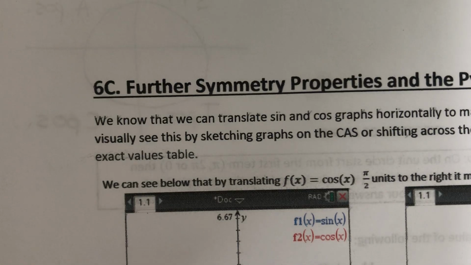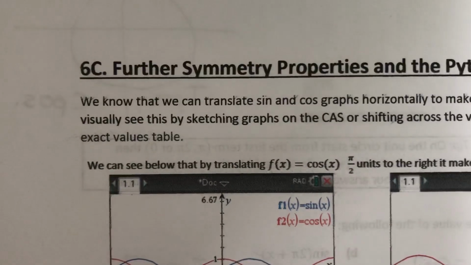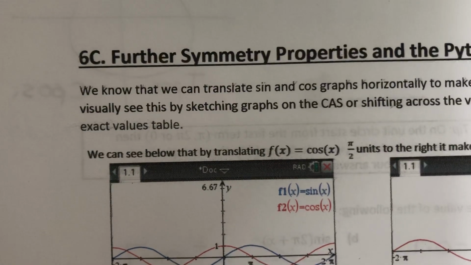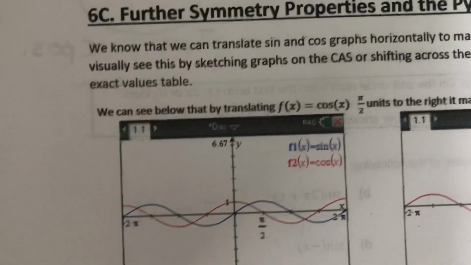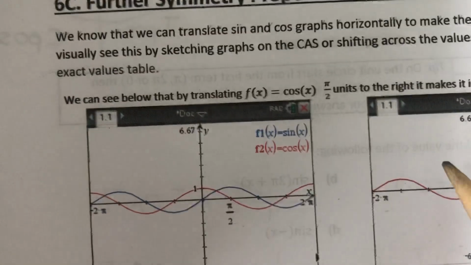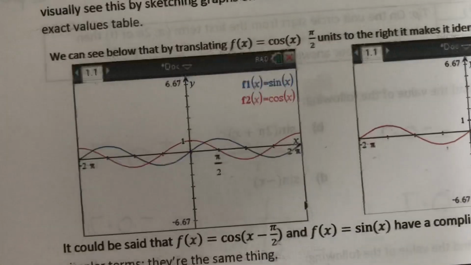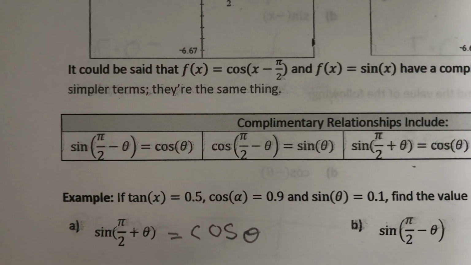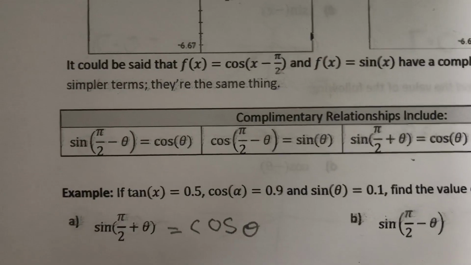Okay, this video is about exercise 6C, further symmetry properties, and then we're going to have a look at Pythagorean identities. So, as always, you can read this part yourself and always look in your textbook, of course, for examples that we don't do, because ours will be different to yours.